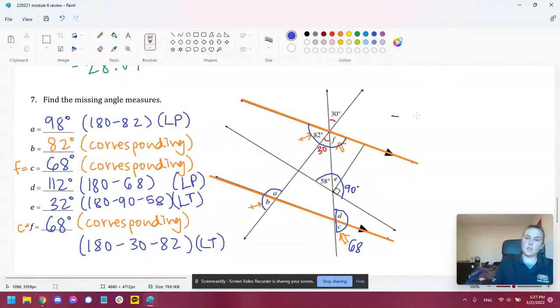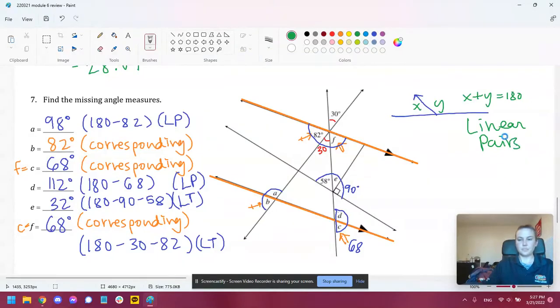Main thing is, if you've got a straight line and there's two angles here, they add up to 180. We use that one a lot. And they're called linear pairs. Not that you need to know that for this test.